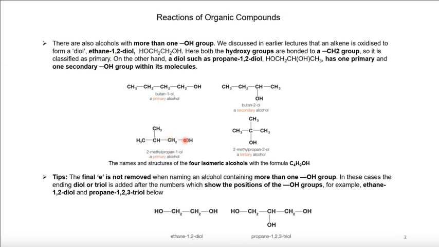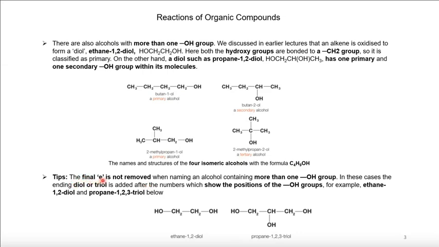a primary alcohol group. It is attached to this hydrocarbon, to the CH2 group. So therefore, it is a primary alcohol. And similarly, we talked about tertiary alcohol. You see, these are four isomeric forms of alcohol, C4H9OH.